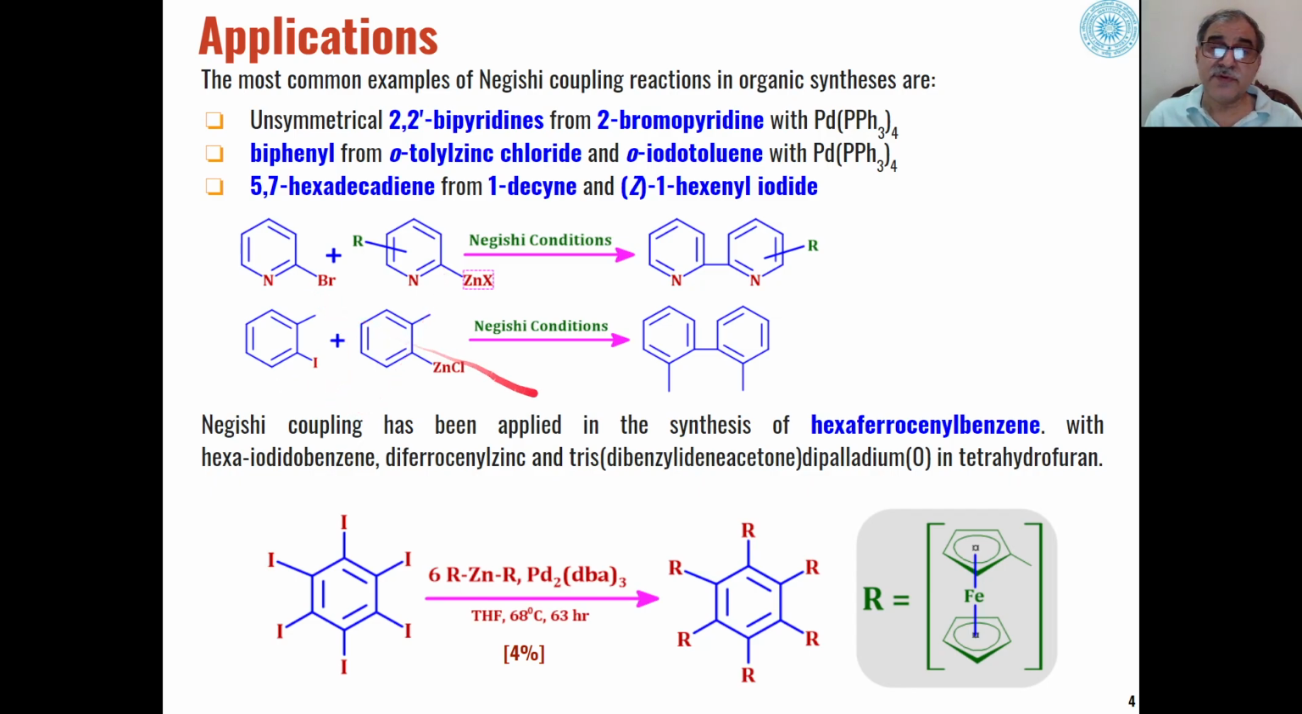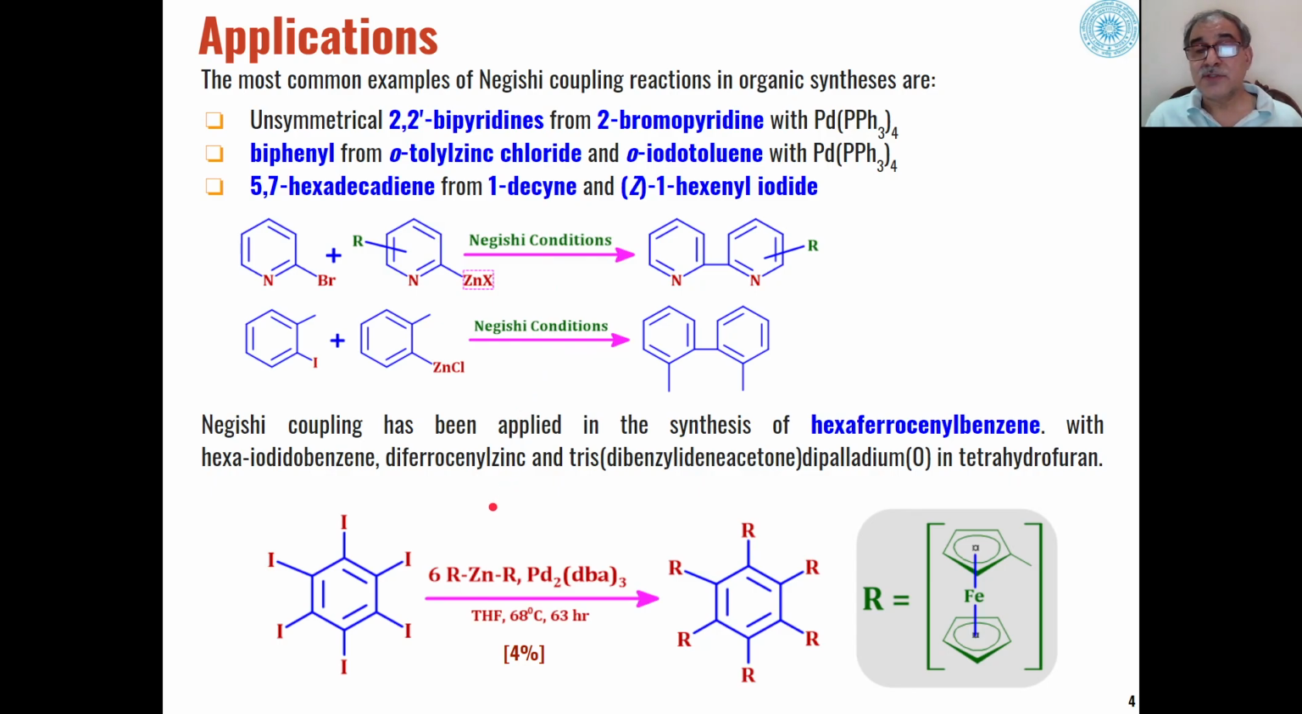Similarly, biphenyls can be synthesized if we react ortho-tolyl zinc chloride, this is ortho-tolyl zinc chloride, with ortho-iodotoluene, and again I from here, zinc chloride from here, and there will be a formation of carbon-carbon bond at this place, and we will get substituted biphenyls as the product under Negishi conditions.